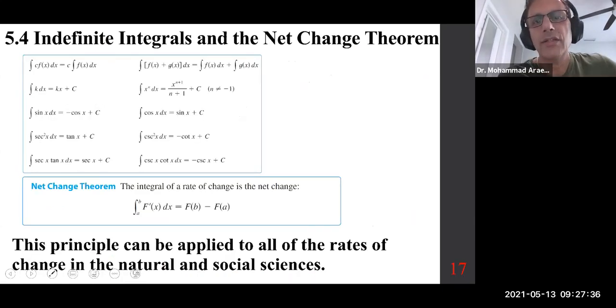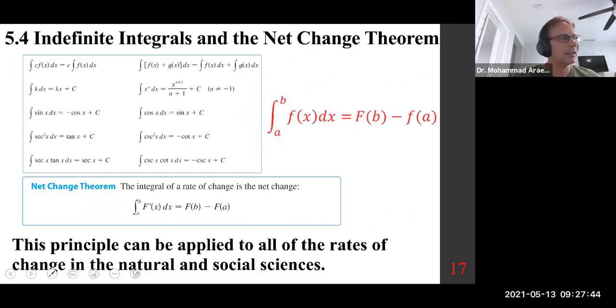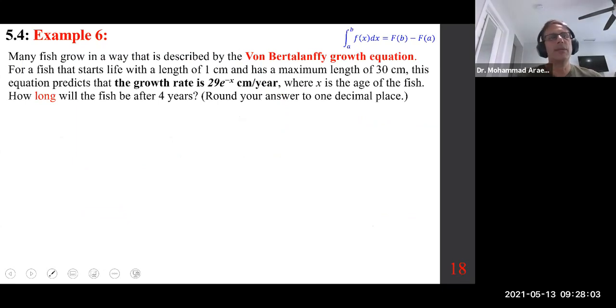Indefinite integrals and the net change theorem basically tell us that if we are dealing with an application, we can also use the definite integral that has been discussed. The integral of f of x dx from a to b is capital F of b minus F of a. This principle can be applied to all the rates of change in the natural and social sciences.